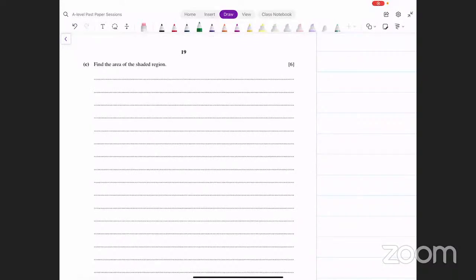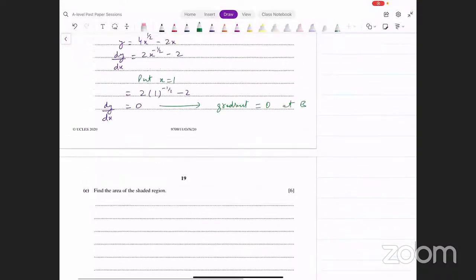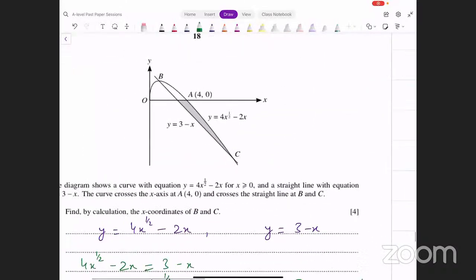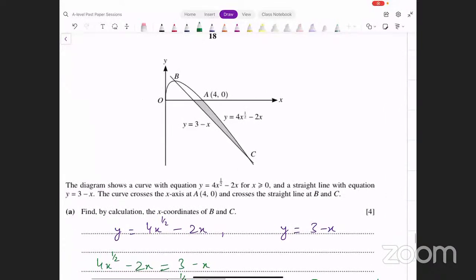Find the area of the shaded region, and that's 6 marks. Shaded region का area निकालना. Okay, so this is the figure that we've got. We need to find the area of the shaded region. How do we think about this? सबसे पहले तो इसको सोच लें, इसको प्लान कर लें कि आपने कौन सा एरिया किस तरह से कैलकुलेट करेंगे. शेडेड रीजन पे आप क्या कर सकते हो?